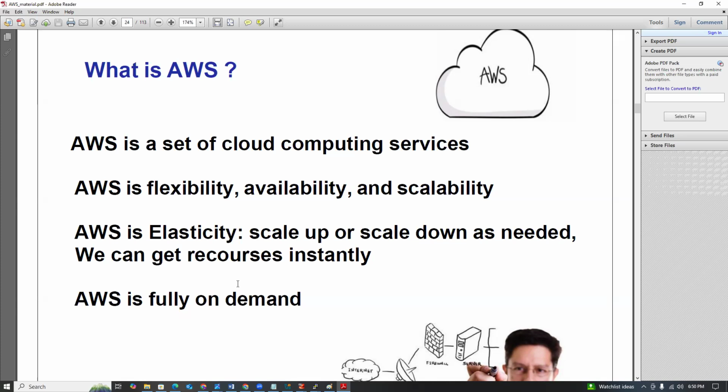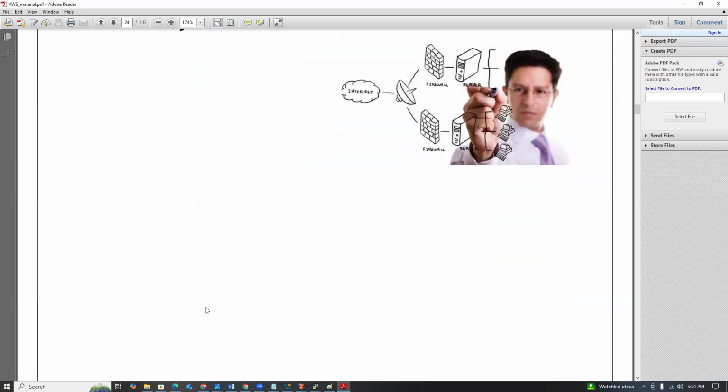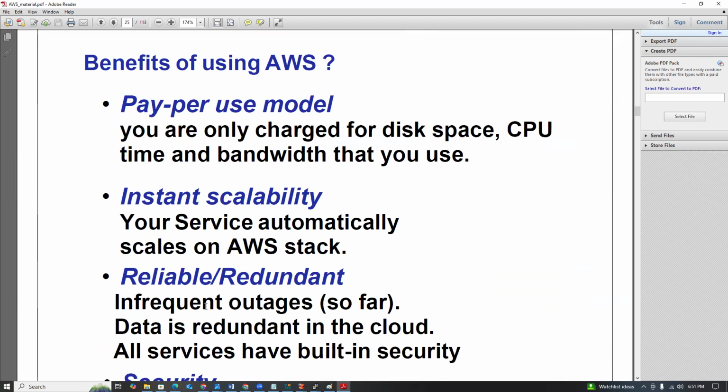AWS is elasticity. What is that, guys? Elasticity: scale up or scale down as needed. We can get the resources instantly. Have you understood? AWS is fully on demand. Benefits of using AWS: the pay-per-use model. Whenever you use that server, only that time we pay the money.